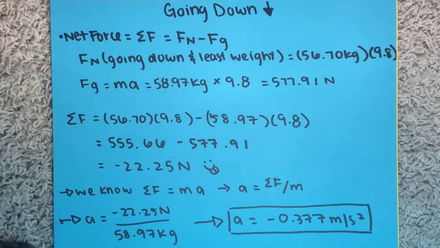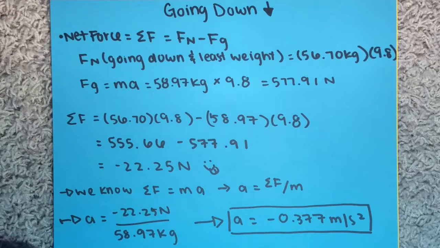So in this case, the normal force, or the normal weight, was 56.70. Now to find normal force, we take the 56.70 kilograms multiplied by the force of gravity. Now this yielded 555.66 newtons. Now to find force of gravity, we had to multiply the normal weight, which was 58.97 kilograms, which is the weight when there was a zero net force on our subject, multiplied by gravity, which was 9.8, and this yielded 577.91 newtons.